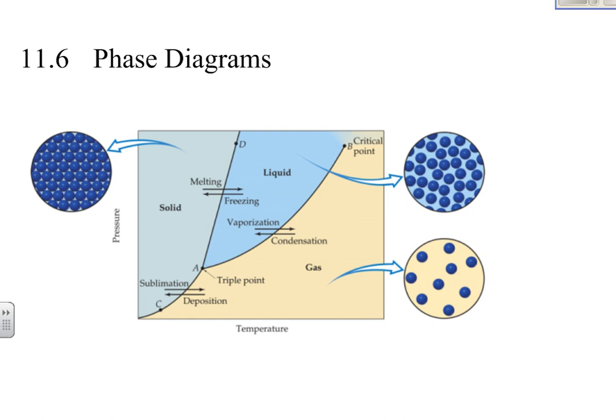Now back to our vapor pressure curves. So here is what's called a phase diagram. And so our vapor pressure curve on this is the curve from point A up to point B. So that represents the transition from liquid to gas. So vaporization going to the right, condensation going to the left. Right, but that curve is that vapor pressure curve.